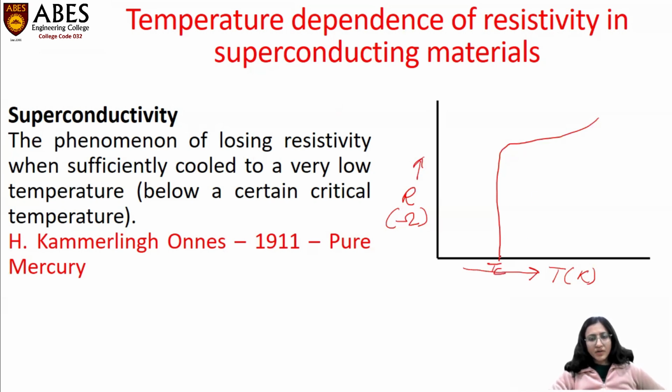Above a particular temperature, the material has a certain amount of resistance. Now this resistance suddenly, at the critical temperature, dropped to immeasurably low values, which is considered to be zero. So this graph is for mercury. H. Kamerlingh Onnes in 1911 first observed this phenomenon for pure mercury. The critical or transition temperature is in the range of liquid helium, observed to be 4.1 Kelvin. At this low temperature, resistance abruptly reduced to zero.